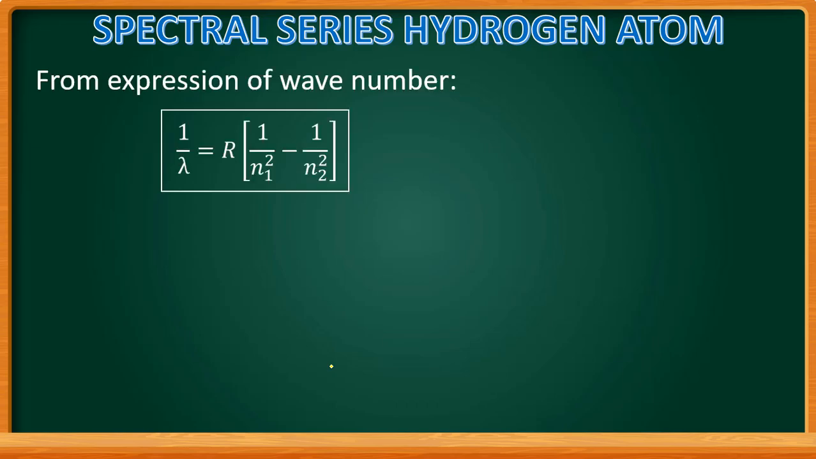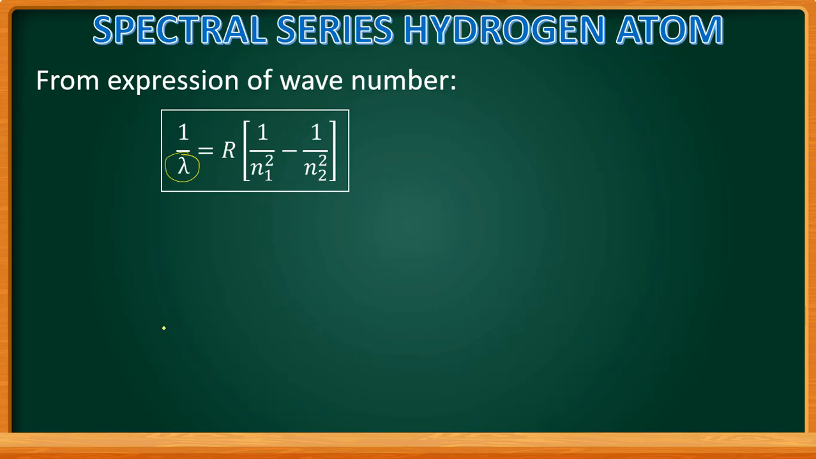As we know, the expression for wave number is 1/λ = RZ² (1/n1² − 1/n2²). Here, as we take the hydrogen atom, we have to put Z equal to 1. So this becomes 1/λ = R (1/n1² − 1/n2²). Now, what is this lambda actually?